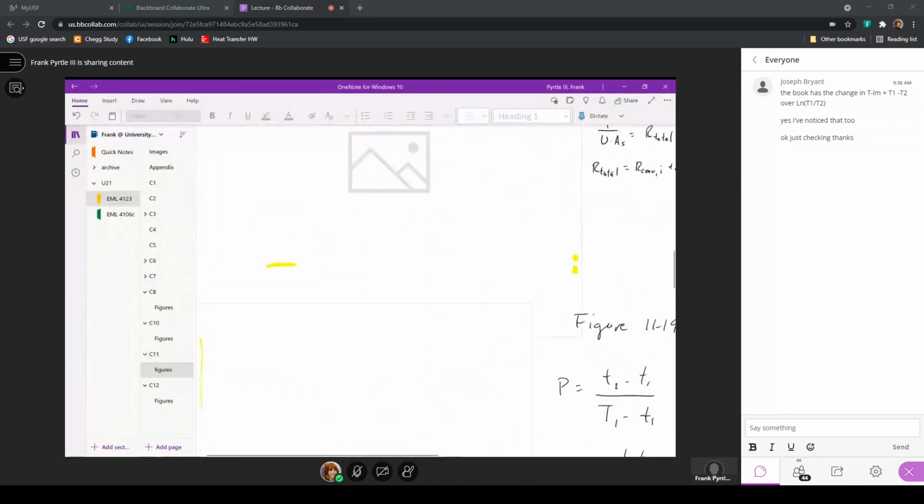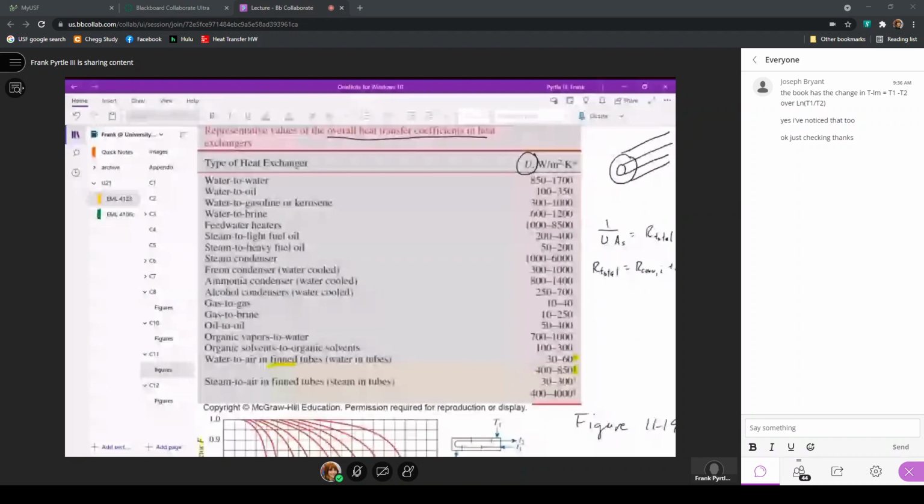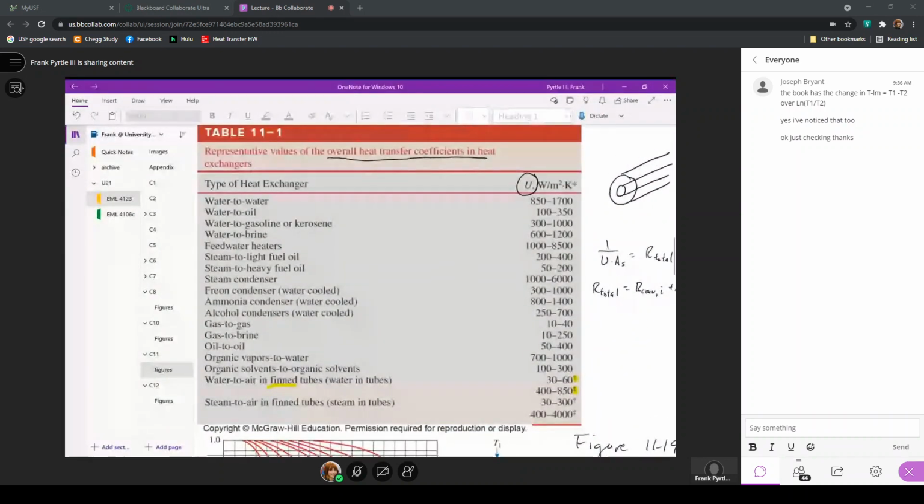here where there were ranges of overall heat transfer coefficients for different types of fluid combinations in lots of different heat exchanger types, where we have these ranges of values of overall heat transfer coefficients that are functions of not only the heat exchanger geometry and fluid combination, but also there will be variations in the velocities of the fluids, which will give us different values of heat transfer coefficients.